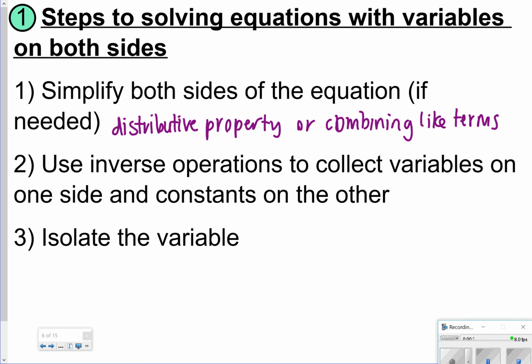Next, you would need to use the inverse operations to collect variables on one side and constants on the other. So if you see a subtraction, you want to use addition to move it to the other side, and vice versa. And then the last step would just be isolate the variable, and that's just your solving step.